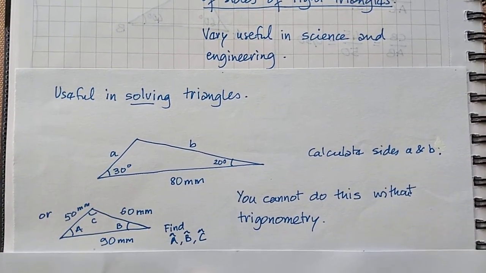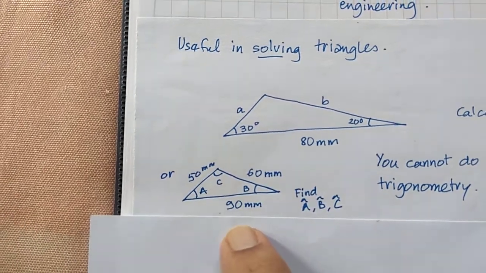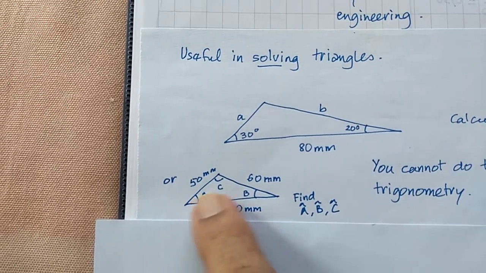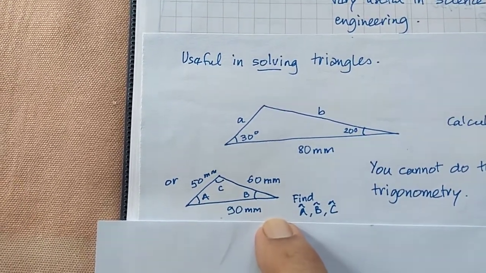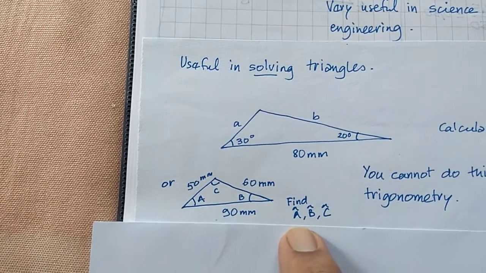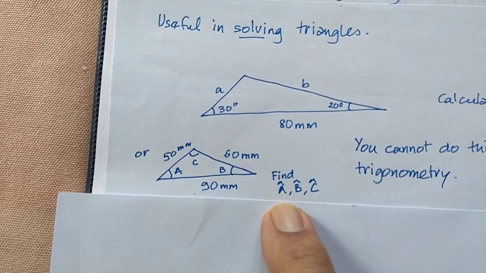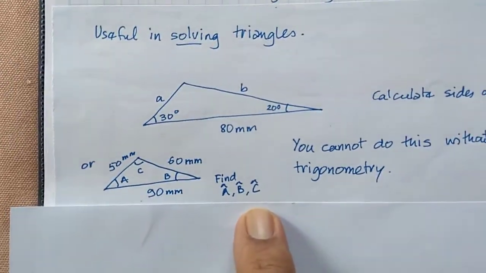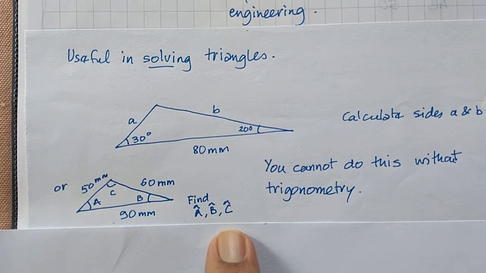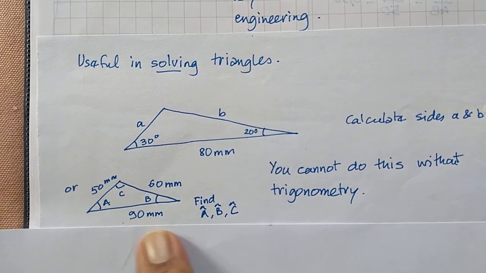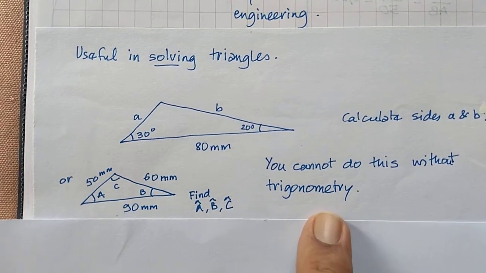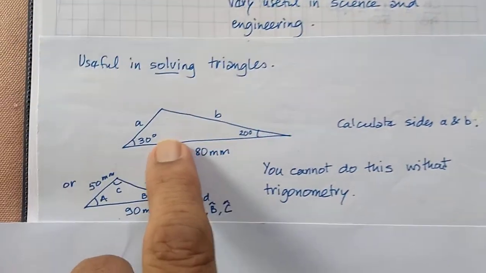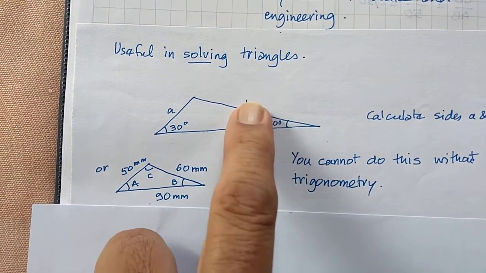Or if I give you another example, if I give you a triangle with all three sides, this is 90 millimeters, that is 60 millimeters, that is 50 millimeters. What are these angles? Again, you could draw it and then use a rapporteur to measure angle A, angle B and angle C, but that is not the analytical way of doing it. If you had to do it only by calculations, you cannot do it without trigonometry. That means if you use trigonometry, you will be able to find out these angles. If you use trigonometry, you will be able to calculate these sides.